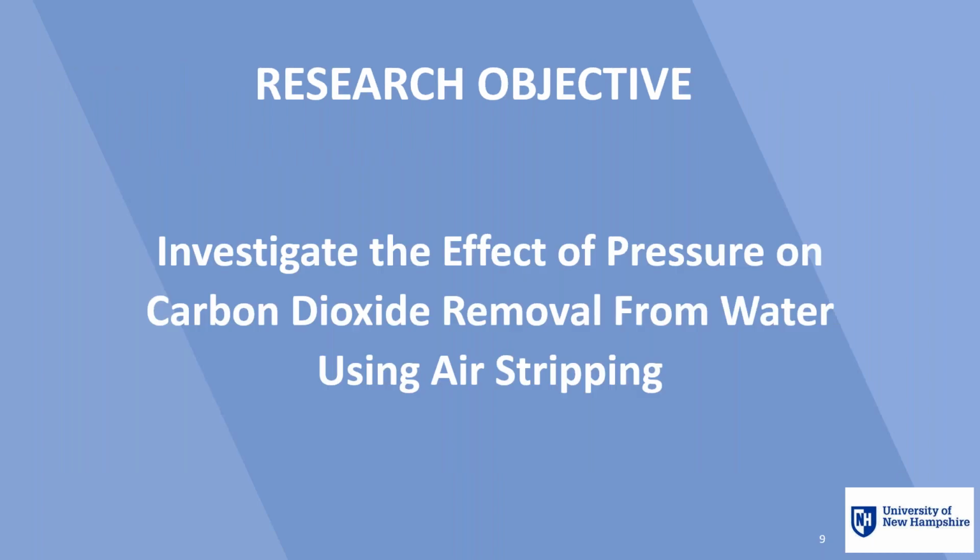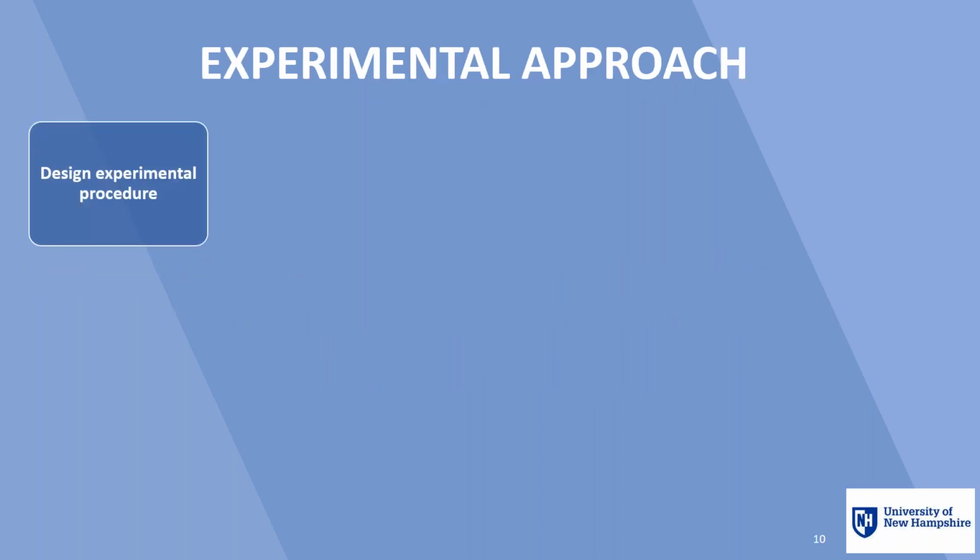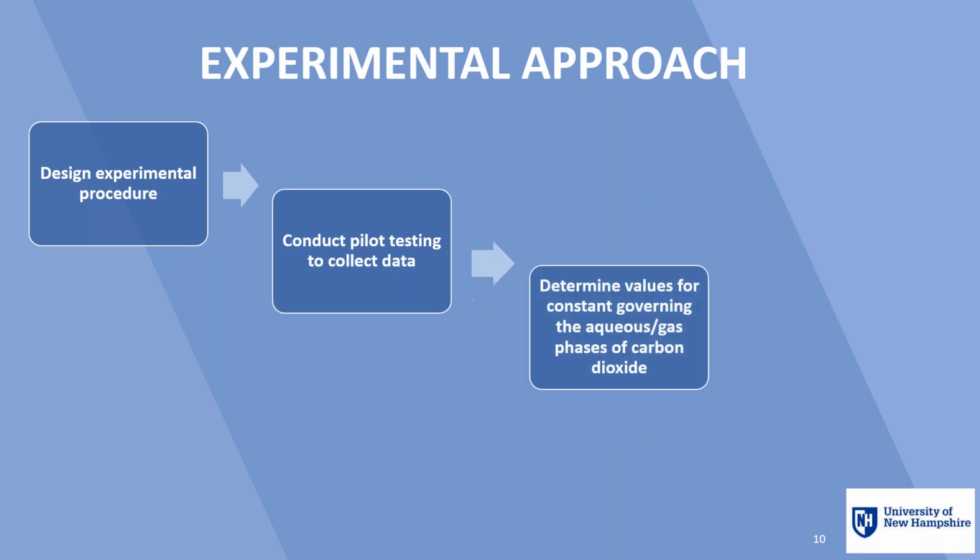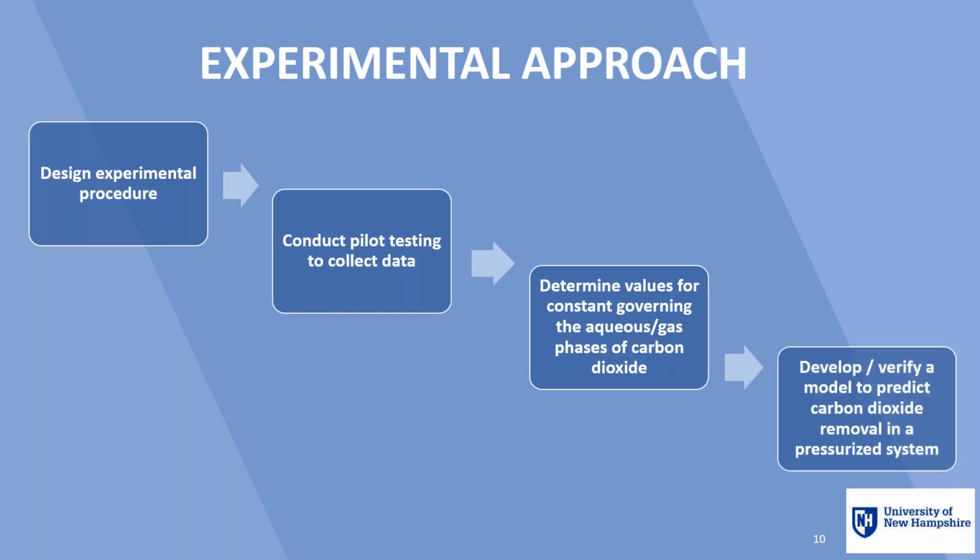That leads to my research objective, which was to investigate the effect of pressure on carbon dioxide removal from water using air stripping, and to hopefully use this to contribute to innovative water treatment technology. The experimental approach was first to design an experimental procedure, then conduct pilot testing to collect data and determine values for the constants governing the aqueous and gas phases of carbon dioxide, and last, to develop and verify a model to predict carbon dioxide removal in a pressurized system.